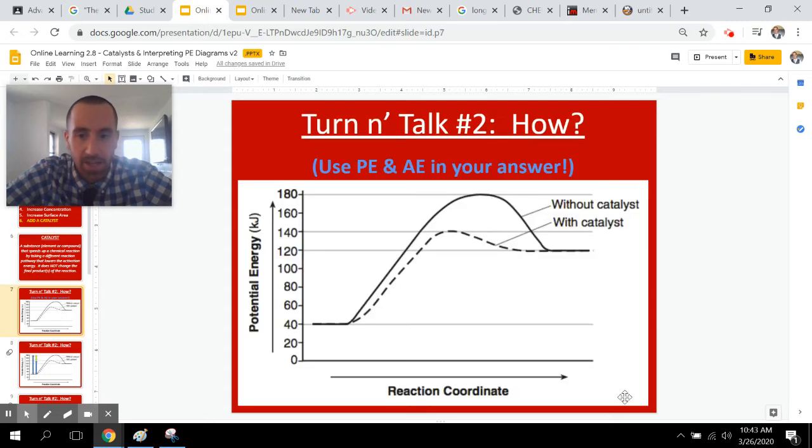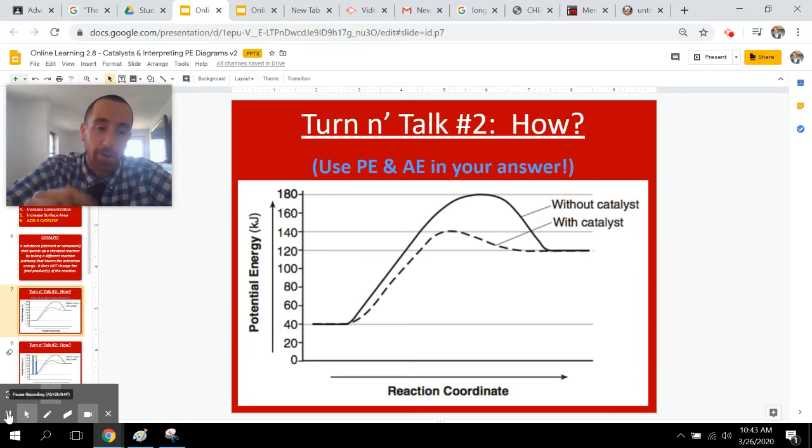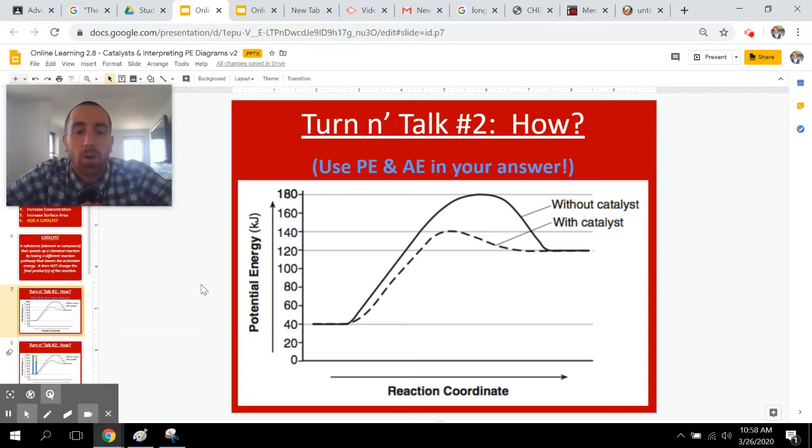All right, so take a minute, look at this diagram. You see that you have the diagram that we've been looking at now for the better part of a week. You have with a catalyst and without a catalyst. So take a minute, pause the video, think about what's happening here and see if you can use potential energy and activation energy in your answer. So maybe describe to me what you think is happening. Pause the video, think about it. All right, so welcome back.